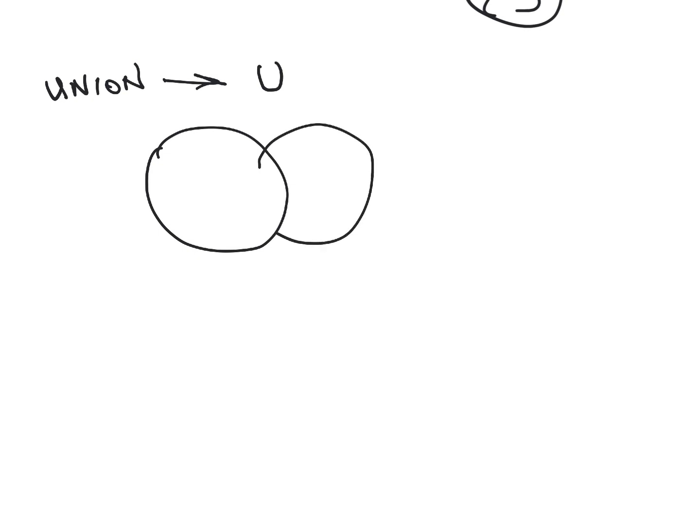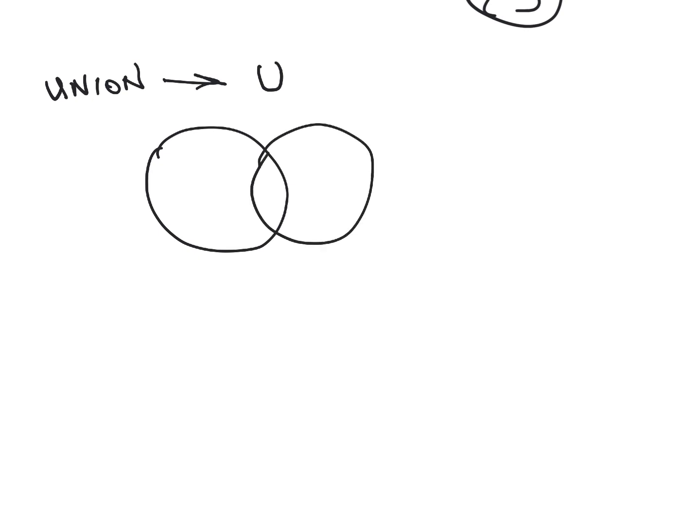All right, and then we've got another symbol, and it's called the union symbol. The symbol for that is easy to remember because it looks like a U. And when we have a union, that means that we have a set here, and we have a set here.